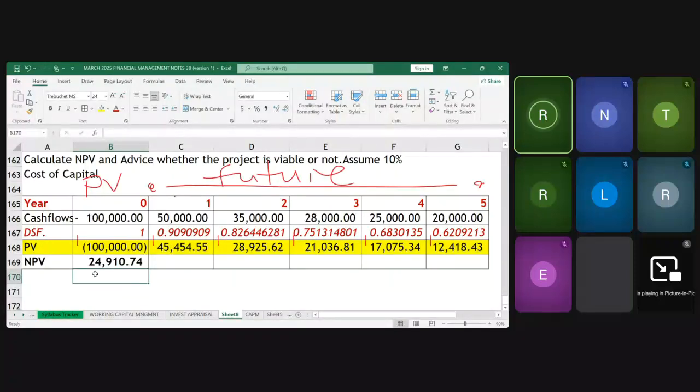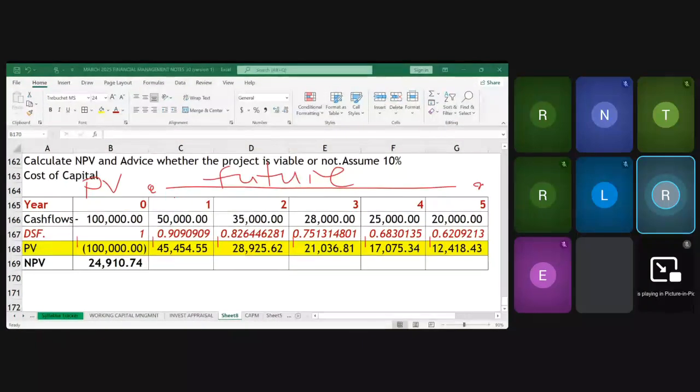If there is someone to advise, should we accept or reject the project? I think we should accept the project because the net present value is positive. Thank you, Rose. Yes, we should accept the project because net present value is positive.